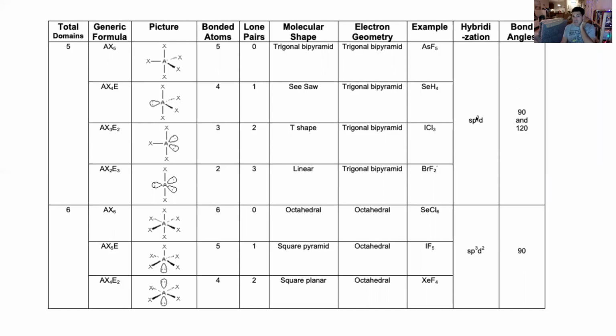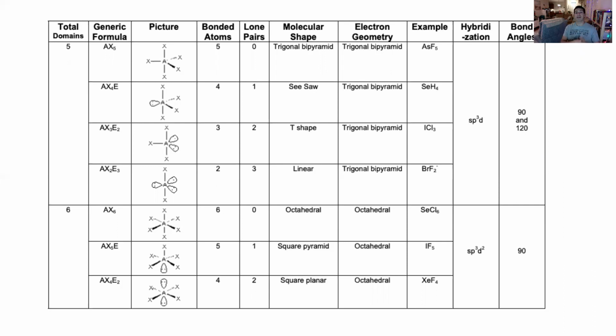5 domains, sp3d, 1 plus 3 plus 1, 5. All right, 6 domains, sp3d2, 1 plus 3 plus 2. That gets us to 6. The College Board says over and over again, you do not need to know the geometry of 5 domains and 6 domains. It is here.